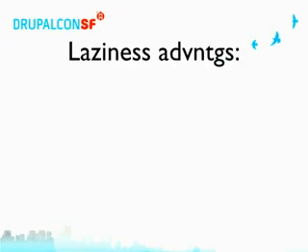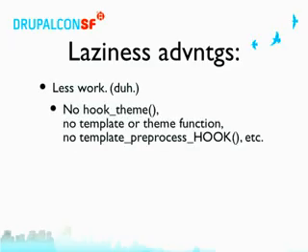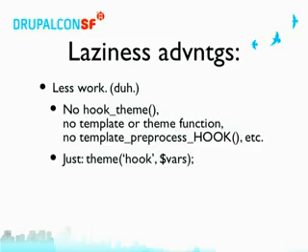So what are the advantages of laziness besides not doing proper spelling? There's less work. One of the things you have to do when you build your own is to create a hook theme function. You have to create a template or a theme function that implements the actual theming, wraps your data with the actual HTML. There is no template preprocess hook. There's none of this stuff. So when you reuse the theme hook, there's just this.